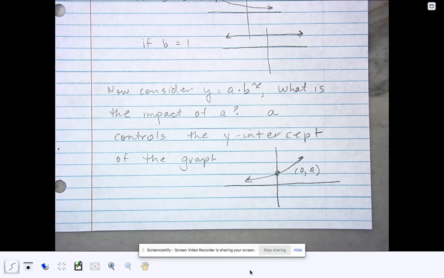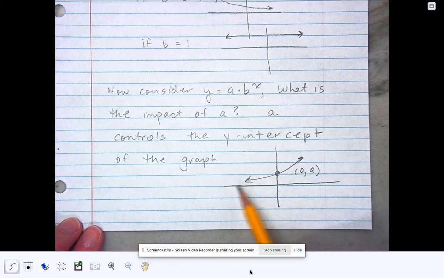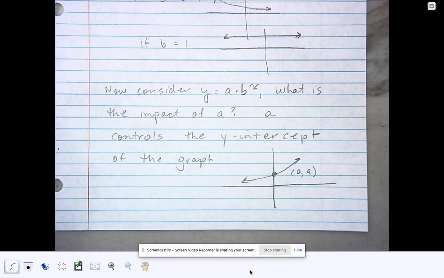So a couple things to keep in mind. b always has to be more than 0. a can be positive or negative. That's going to control whether the graph is either completely above the x-axis or completely below. It's not going to cross over to the other side, so that can't happen with an exponential.